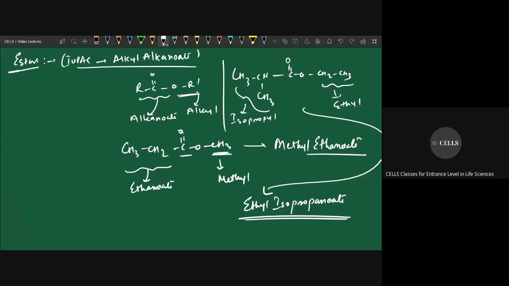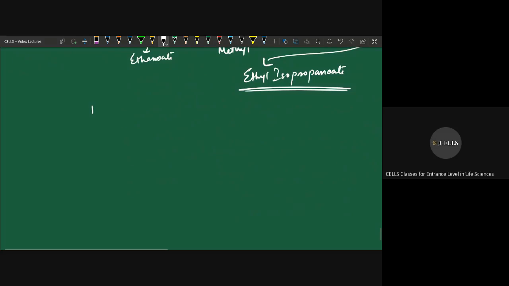These are the basic things. So suppose if you have this, what will be the name of this? This is also an ester. See this, there is a C double bond O, a COO group is present. How many carbons are there? 1, 2, 3, 4 and 5. So it will be cyclo, as it is a cyclical structure, pentanoate.